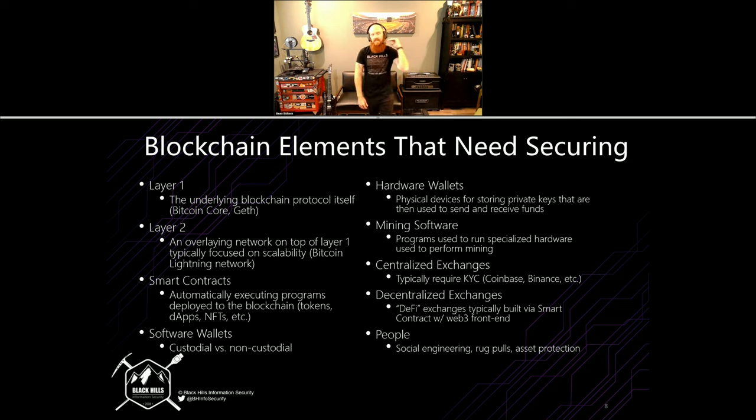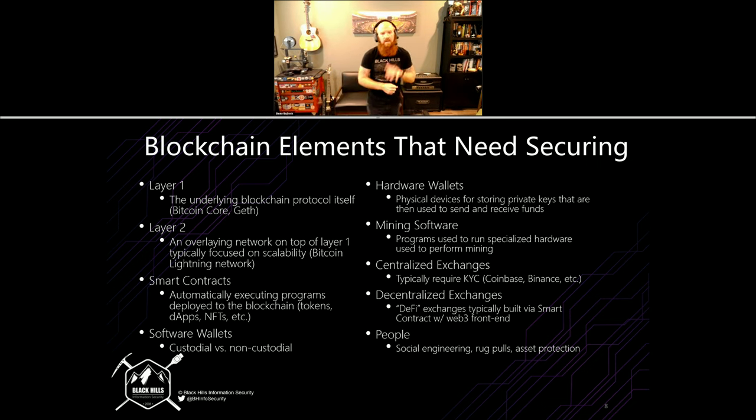Layer two is a step above that, an abstracted layer right on top of layer one. A lot of layer two solutions these days focus on scalability. An example of this is the Bitcoin Lightning Network. One of the biggest problems that Bitcoin transactions face is speed. So what they have ended up doing is abstracting those transactions out to a second layer where they're facilitating peer-to-peer transactions and then resolving it later on layer one. So this is a second layer on top of the underlying layer one technology.